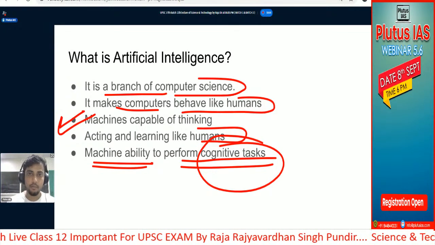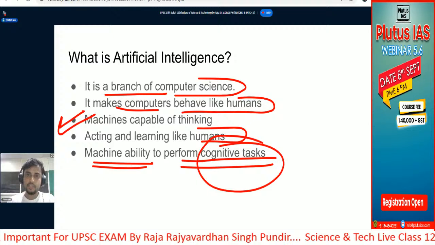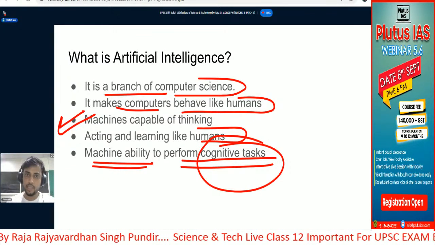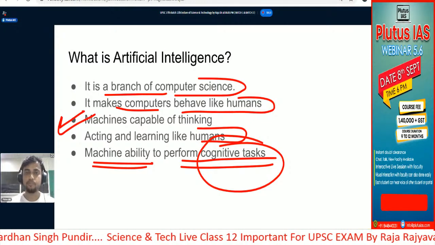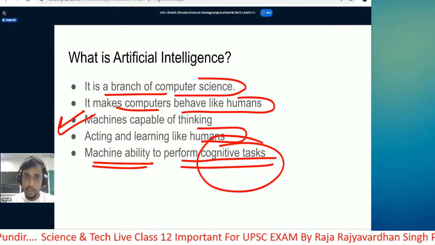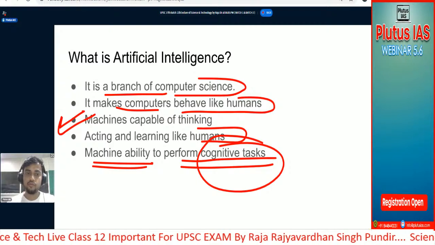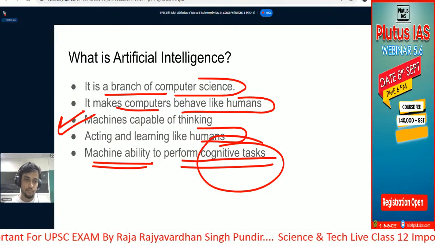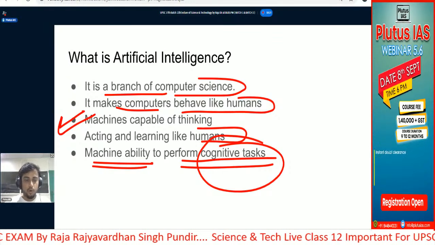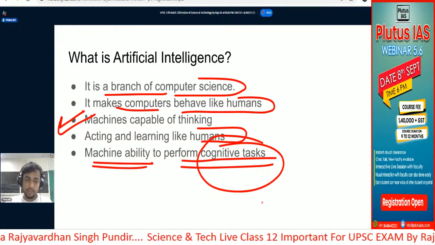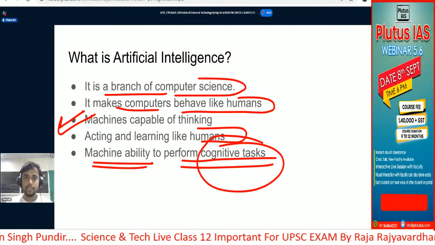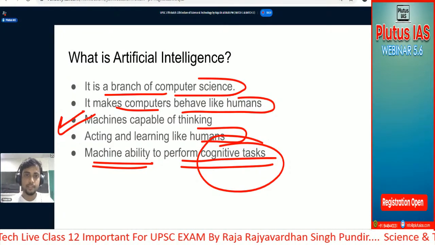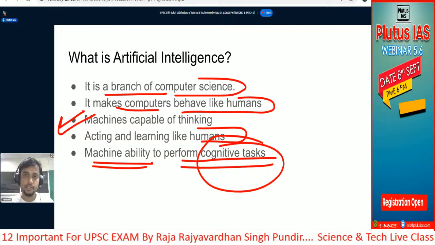Artificially intelligent machines should be able to perceive, they should be able to think, and obviously they have to solve some problems. Even those problems for which they are not designed. That is the main aim. And tomorrow we will learn about machine learning and the algorithm. Without the algorithm, the topic of artificial intelligence remains incomplete. So tomorrow we will discuss the algorithms.